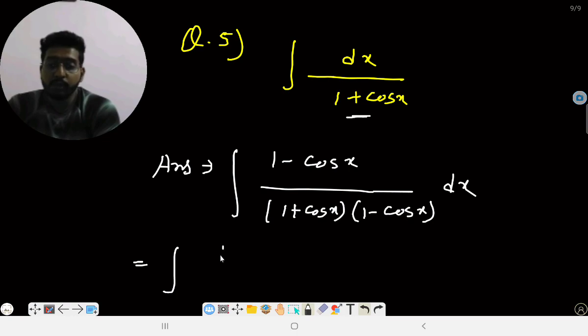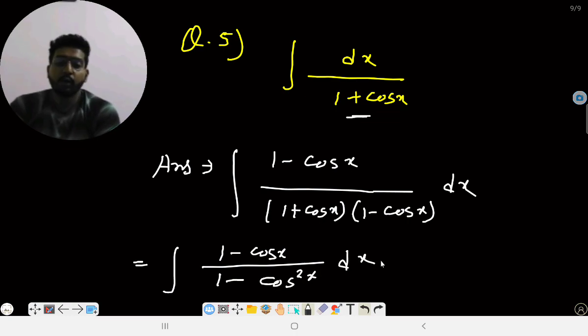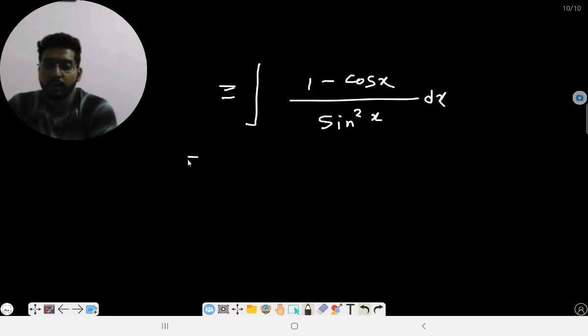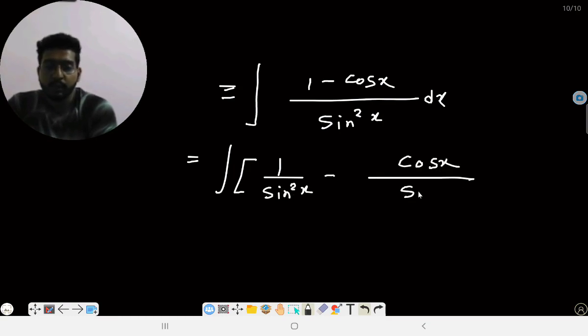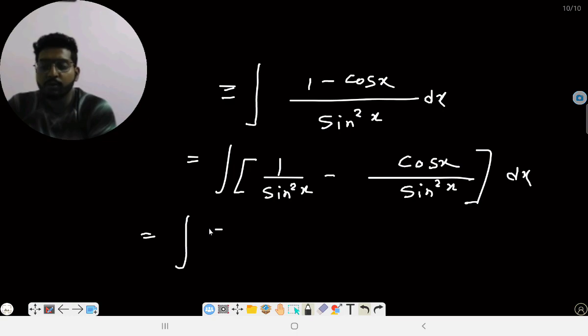So here it will be 1 minus cos x, and the denominator will be 1 minus cos square x dx. Now 1 minus cos square x means sin square x. So that will be 1 minus cos x by sin square x dx. Now separate this one. That will become 1 by sin square x minus cos x by sin square x, and this is dx. Now 1 by sin square, what is 1 by sin square? Cosec square x.